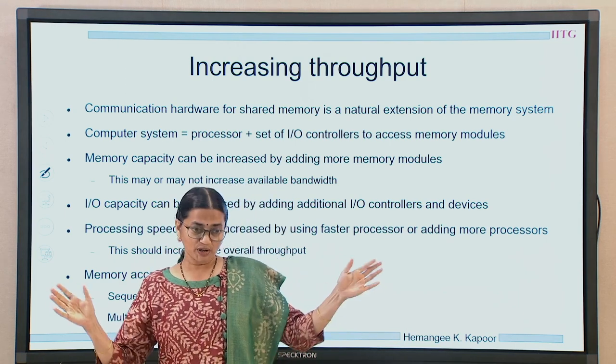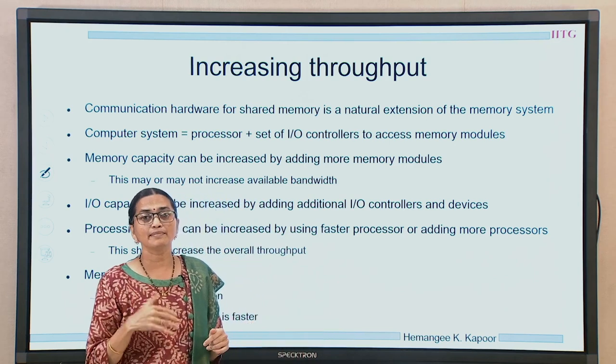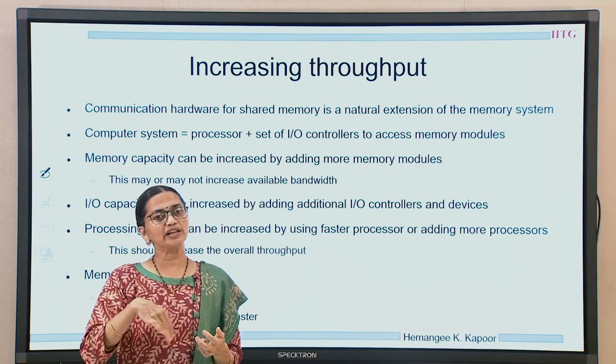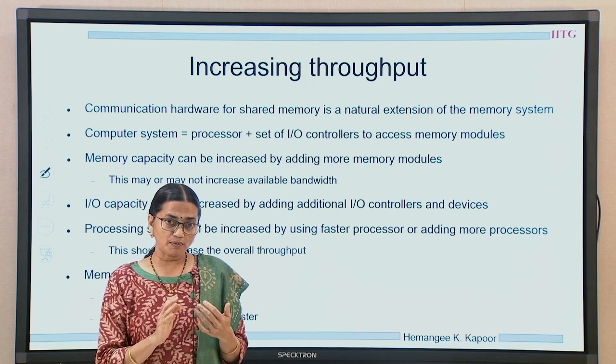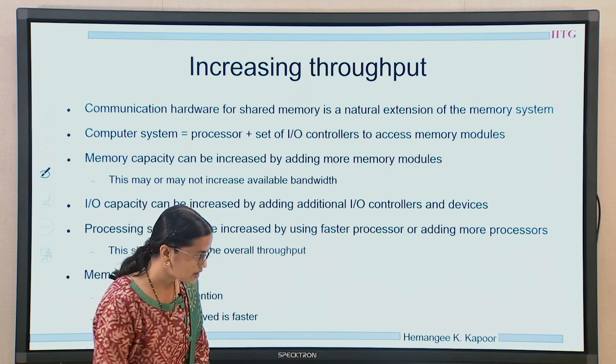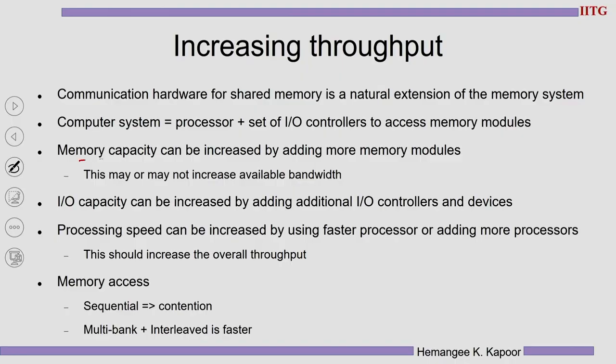Similarly, to increase the processing speed of the complete system, I can add more nodes, that is, add more processors which are able to work faster. So faster and more processors will increase the processing speed. So the point to check here is, adding memory capacity, is it giving me overall increased bandwidth? So if you increase the memory capacity, is your available bandwidth increasing? So we need to check this. I/O definitely all right, but with the increased processing speed, is the throughput increasing? Right? So if you increase the processing speed, am I able to increase the throughput?